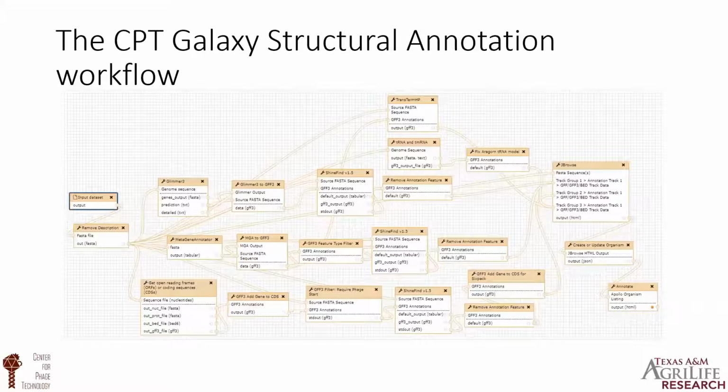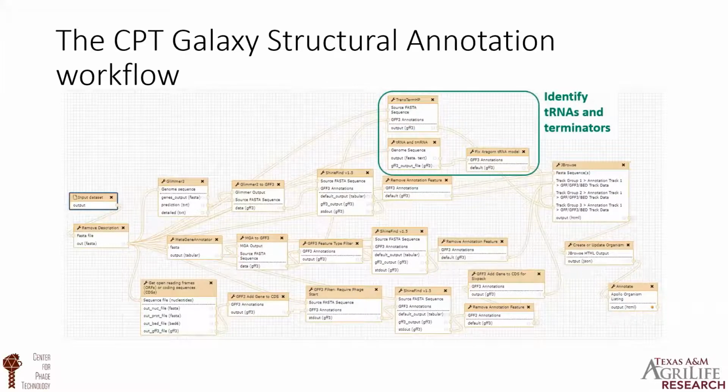You can see here it's a pretty complicated process. This workflow executes a number of analyses starting with just your phage DNA sequence. By the end of this process, it will have an organism created in Apollo with the structural gene evidence applied to it as tracks, which will then be viewable by the user. I'm just going to go over some of the basic parts here, and we don't need to memorize the entire workflow. Up here at the top, there are analyses that will identify tRNAs and transcriptional terminators.